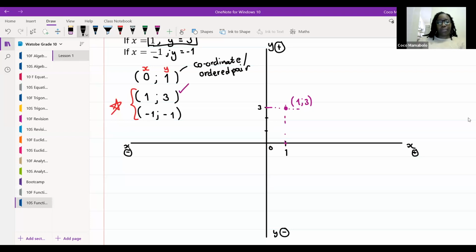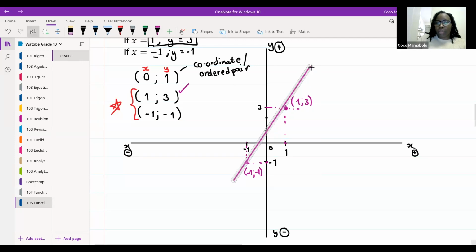If we look at our next point, our x value is -1, which means it's over here, -1. And our y value is also -1, so it's going to be below here, -1. And then we just need to see where they join. There we go. And that's the point -1 and -1. Now, the last thing I'm going to do is pick up my ruler and make sure that I draw a line that goes through both my points.